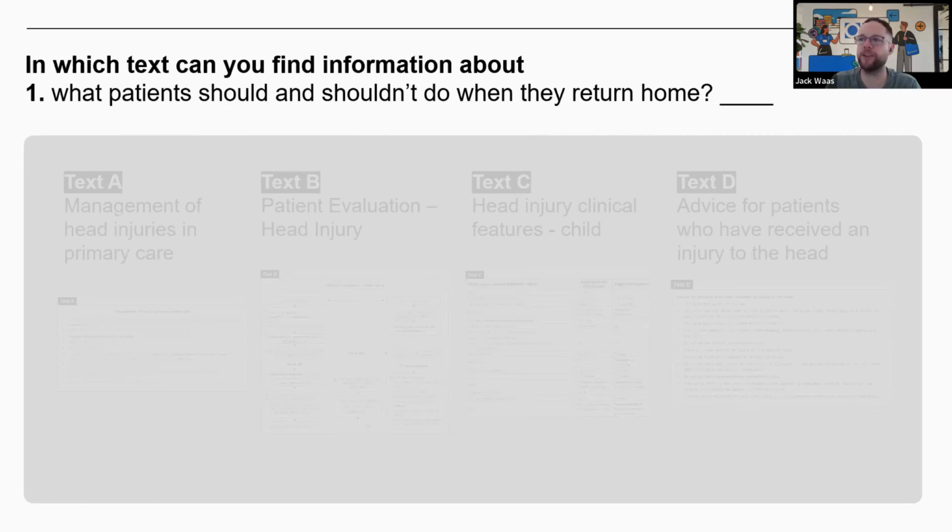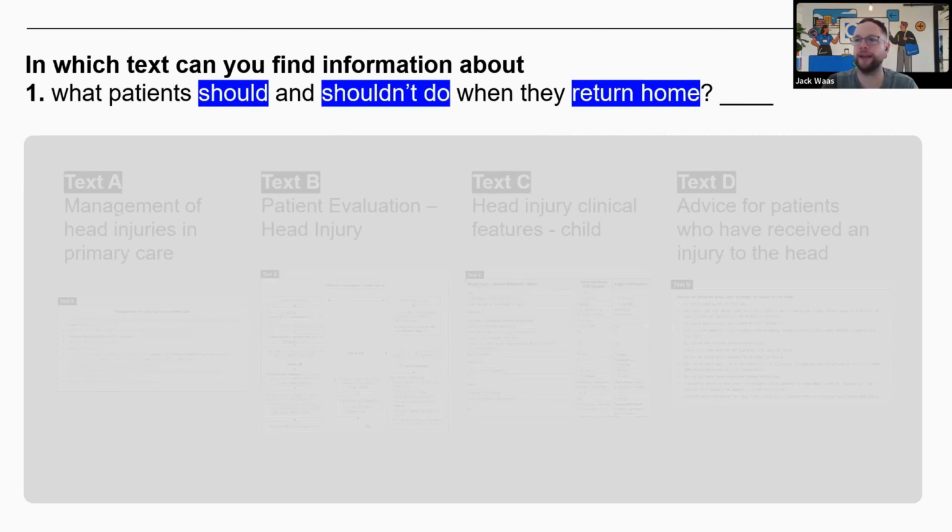In which text can you find information about what patients should and shouldn't do when they return home? Here are the main pieces: should, shouldn't do, return home. Those are the most important parts of this question. I'm looking for a text that tells me what patients should and shouldn't do when they are discharged.